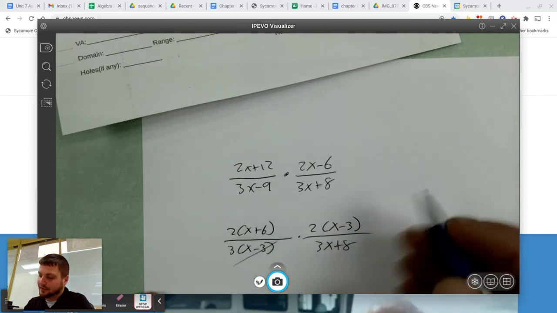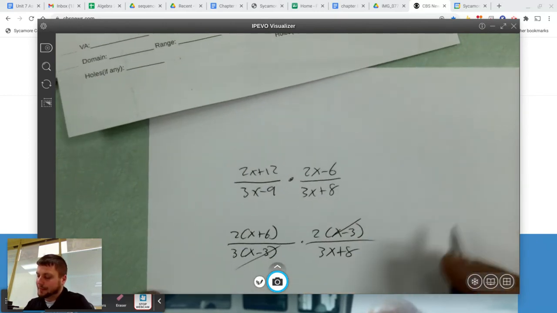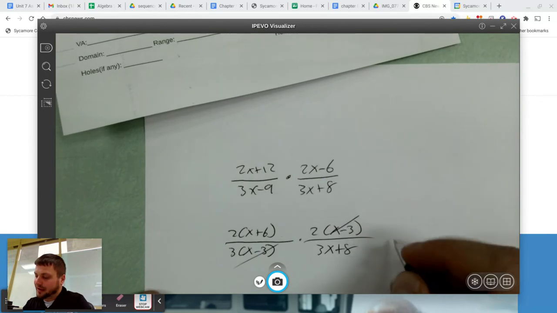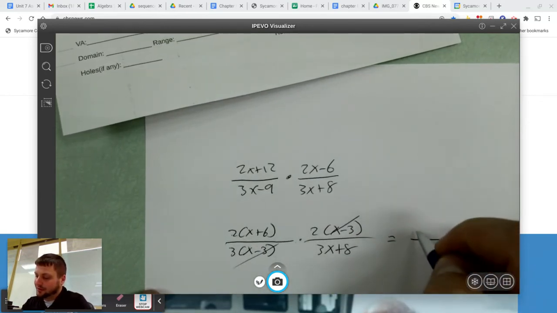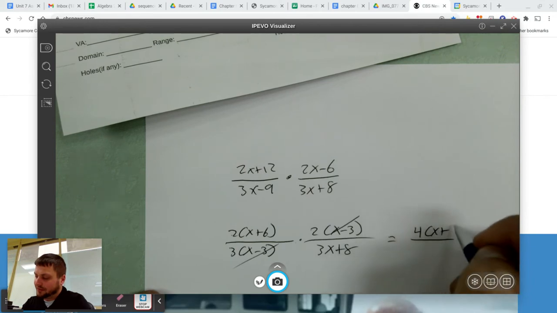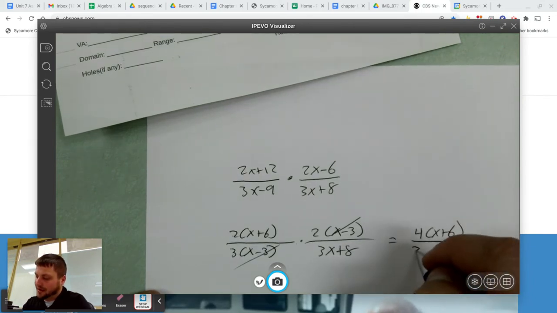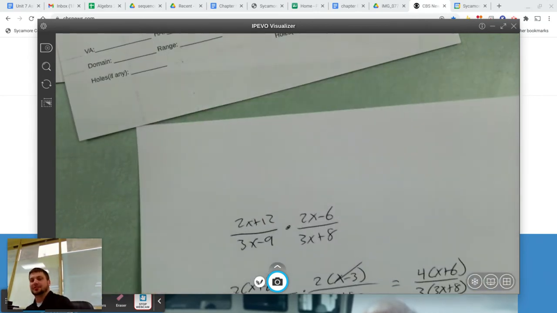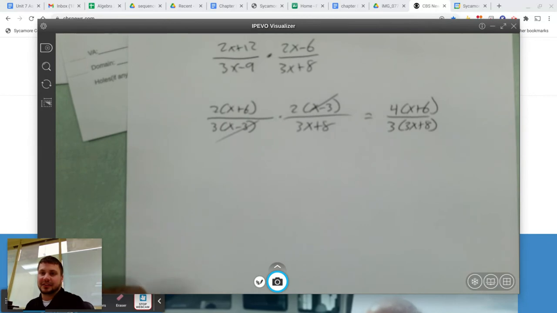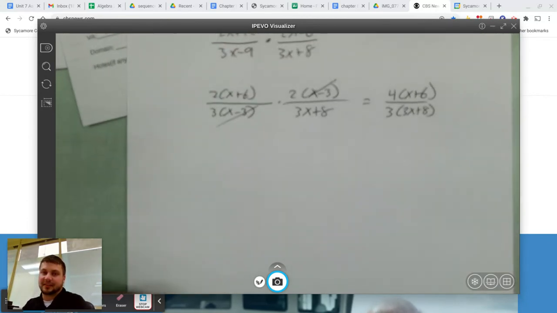So I've got an x minus 3 on top, x minus 3 on bottom. Now, you don't need to do too much math here. You never need to refoil. I do know that 2 times 2 is 4, and then I have my x plus 6. On bottom, I've got 3 and 3x plus 8, and that's done. I don't need to refoil that or think I need to distribute that. I just leave it factored. That's its most simple form.